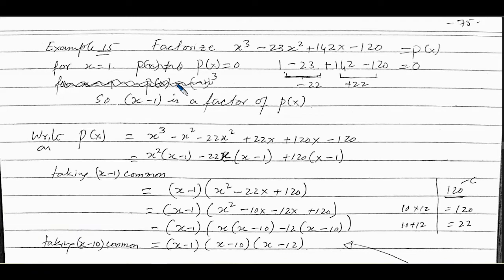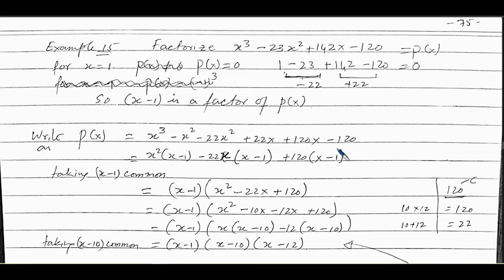Now example 15: factorize x cube minus 2x square plus 142x minus 120 is equal to p(x). How do I do it? I just guess. One can guess also. For x equal to 1, we know that p(x) is equal to 0 if I substitute. So then I know that x minus 1 is a factor of p(x), one of the factors. By putting x equal to 1 here, I have seen that if you add them, it is 0.